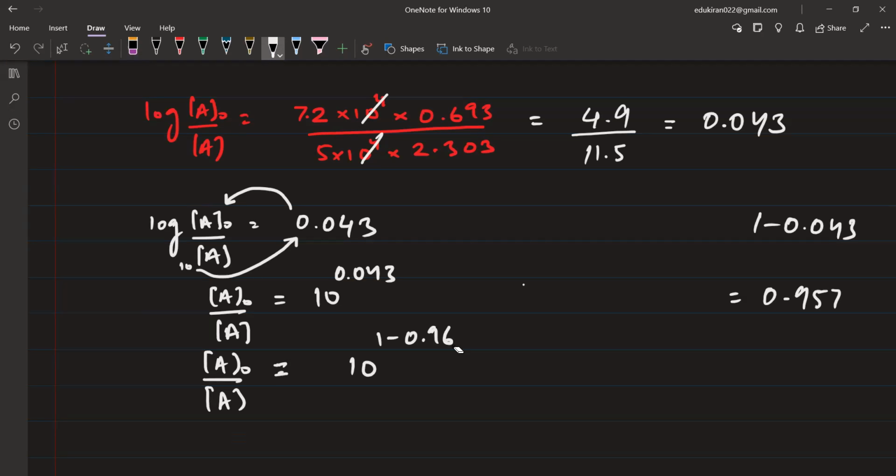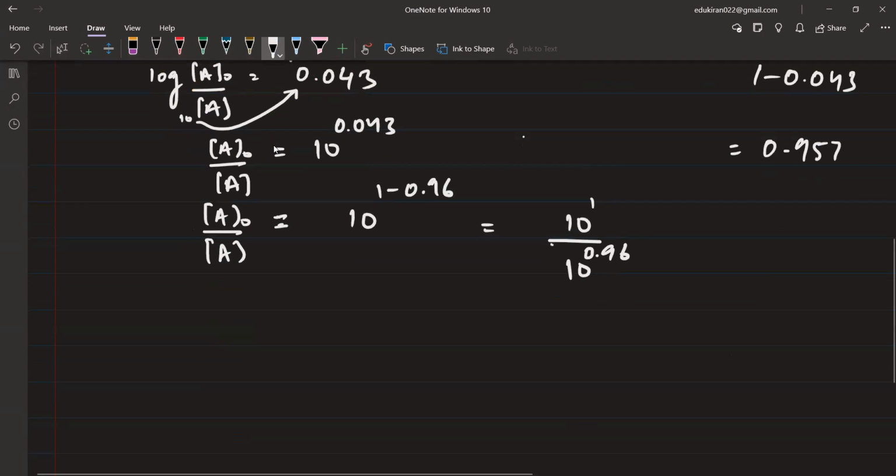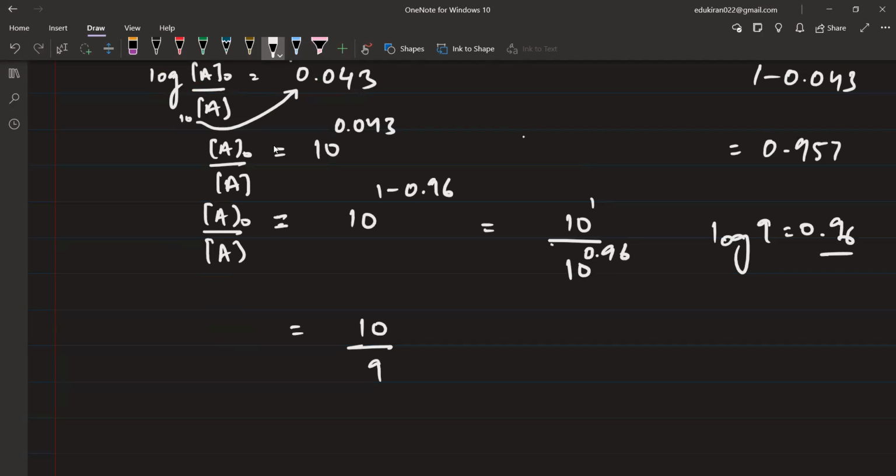Okay, and then this will be equal to 10 to the power 1, which is positive, and this is negative, so I can write 10 to the power 0.96 in the denominator. And as you can see, 10 to the power 0.96 will be equal to what? 10 to the power 0.96 will be equal to 9, because log 9 is equal to 0.96, right? Yes or no? Correct, Chris? Log 9 is 0.96, yes, right? Then only it is calculable.